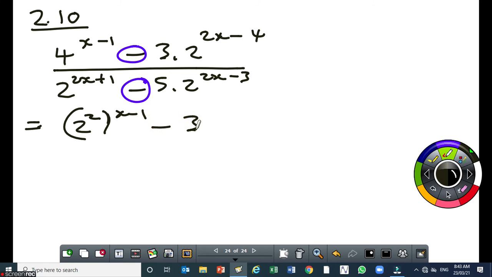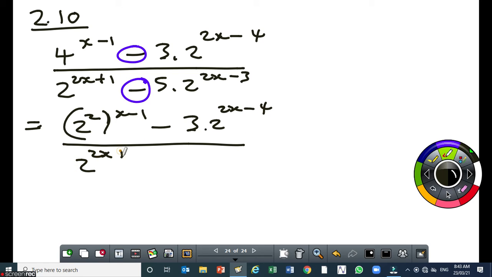Minus 3, right? For now, I'm not going to use the first law. I'll write this second term as it is. So 3 times 2 to the power of 2x minus 4. Right? My denominator, I'm going to write as it is. 2 to the power of 2x plus 1 minus 5 times 2 to the power of 2x minus 3.